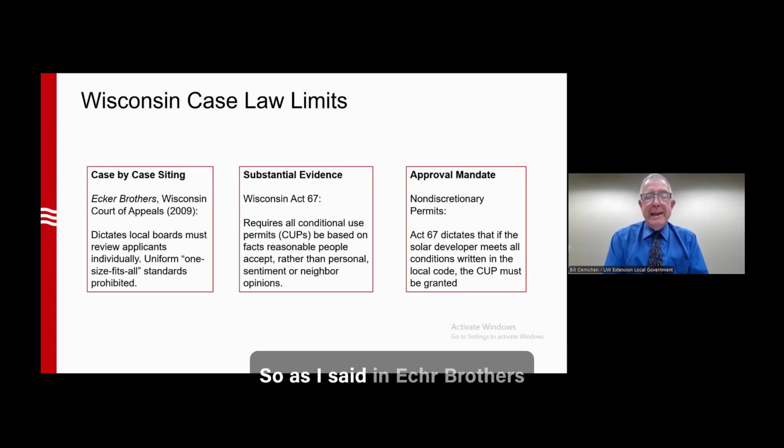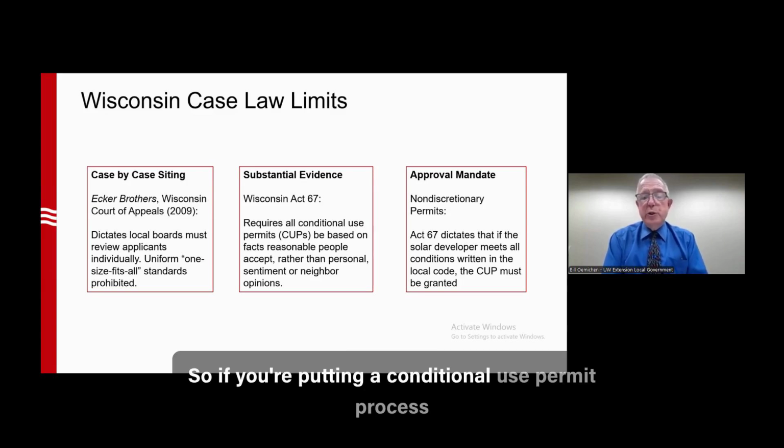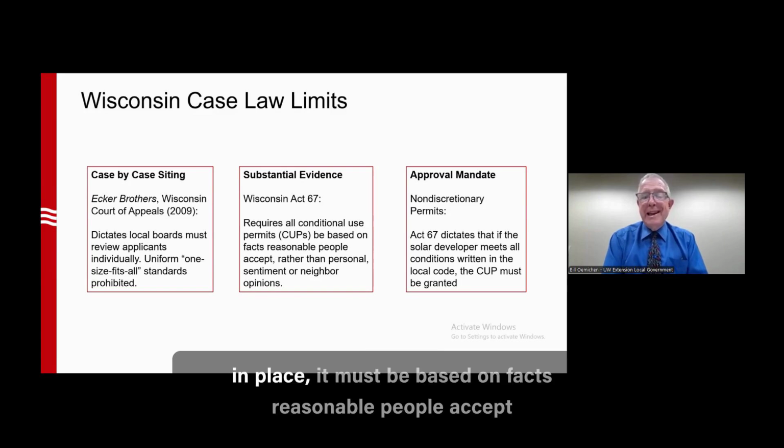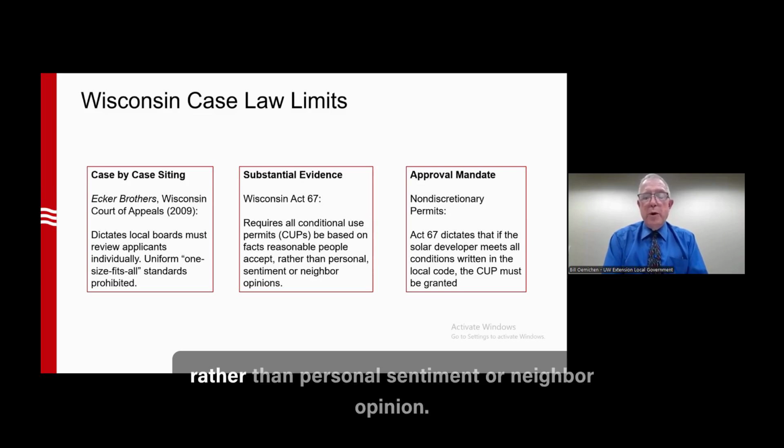As I said, in Ecker Brothers, Wisconsin Court of Appeals from 2009 up in Calumet County, you have to review applicants individually. I've said this like 4 times now, but one size fits all standards don't go. Then you have to meet Wisconsin Act 67, which requires substantial evidence. So if you're putting a conditional use permit process in place, it must be based on facts reasonable people accept, rather than personal sentiment or neighbor opinion.